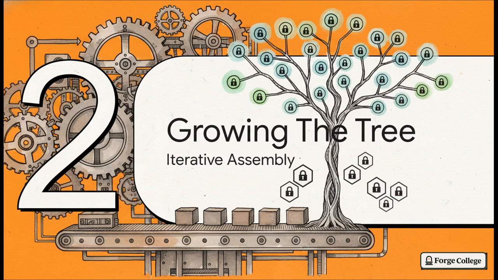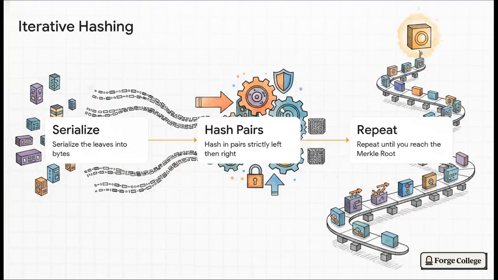Section 2. Growing the Merkle tree. Time for some iterative assembly. Welcome to the assembly line. Now, a really quick reminder for everyone. You absolutely must use the exact deterministic hash API that we validated in the last lesson. No cutting corners, no swapping algorithms halfway through.